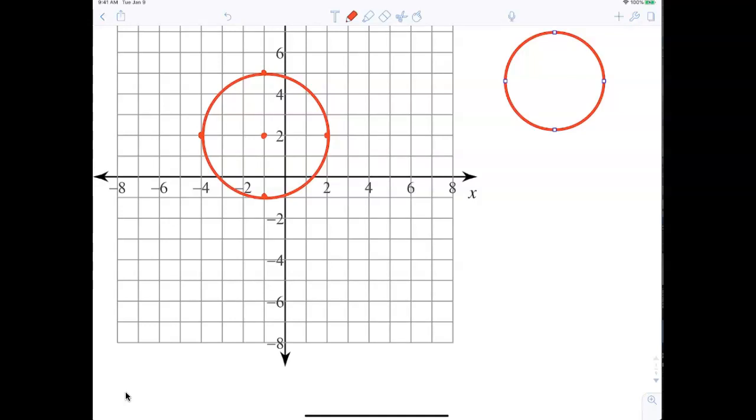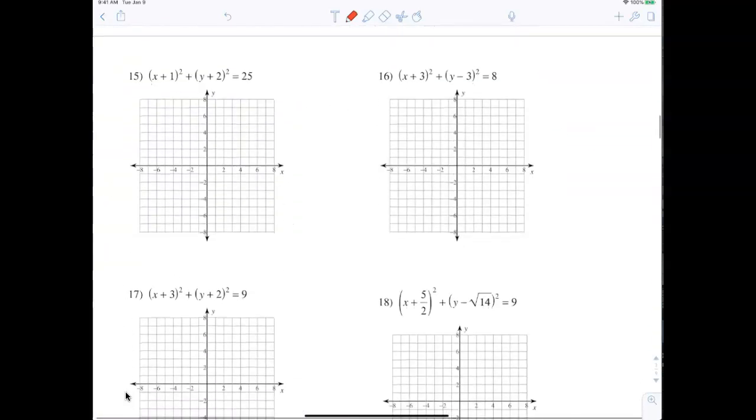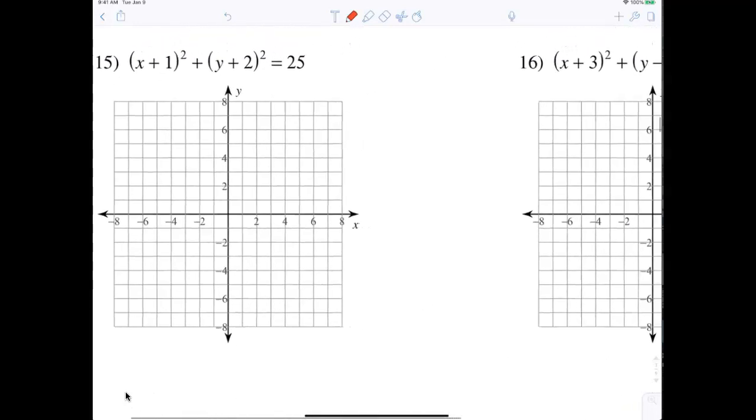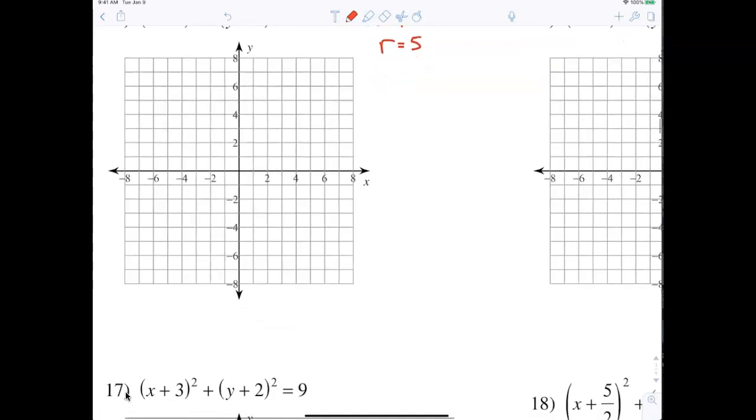All right, so let's carry on. Let's go down to here now. Same principle. All I want you to do is tell me what's the center of this circle. So -1, -2, and this time the radius is what? 5. So here we go. -1, -2. Plot your point. And then 1, 2, 3, 4, 5. 1, 2, 3, 4, 5.